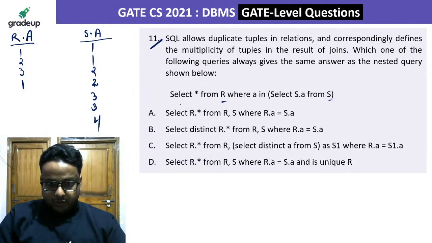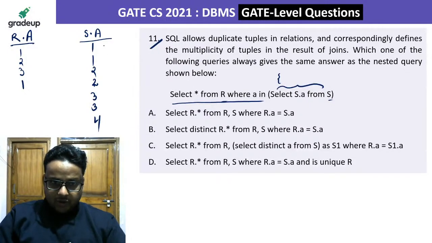So if you perform this one, select star from A, select S dot A. So the inner one, what will we get? We'll get 1, 1, 2, 2, 3, 3, 4, all will come. And now A 1 is matching with 1. Okay, it will be selected.